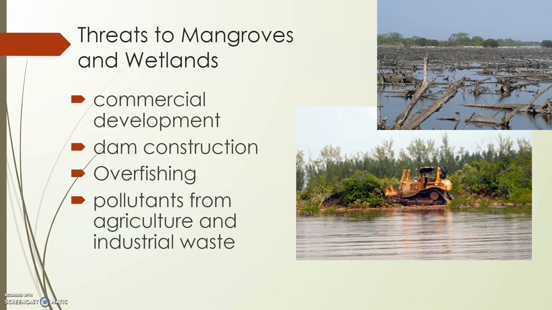Threats to mangroves and wetlands include commercial development; wetlands are usually along a shoreline, and we like to live there too. Dam construction can change the flow of water, prohibiting water from flowing or causing too much to flow. Overfishing in those areas, and we can have eutrophication and pollutants from agricultural and industrial waste.